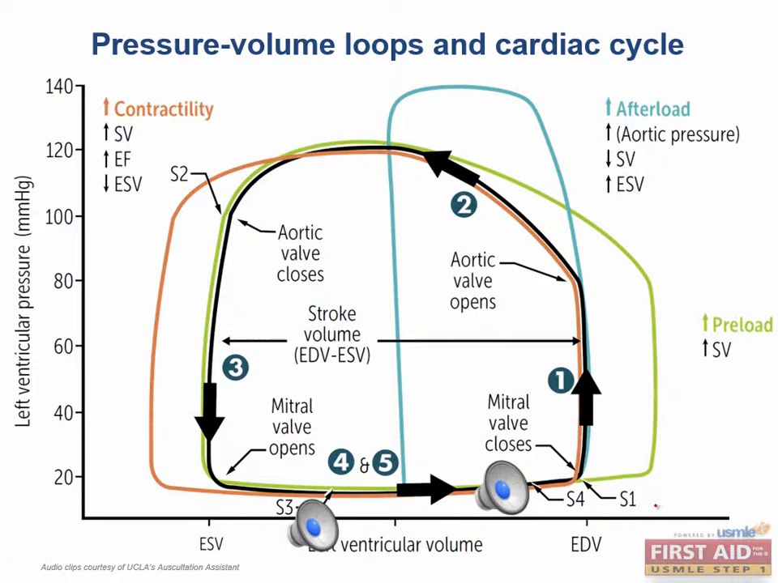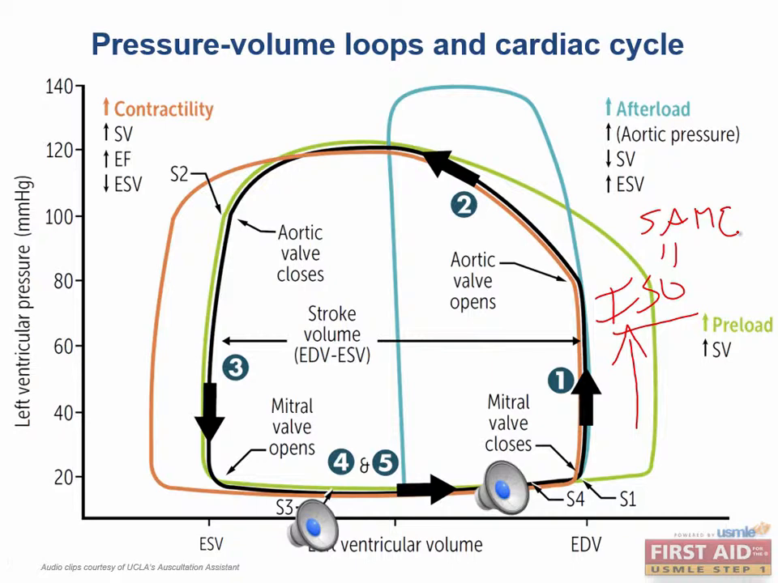So let's keep on going. Next, we start moving vertically in this direction. This is because there's a change in pressure but no change in volume, because both the aortic and the mitral valves are closed. So this phase 1 here represents left ventricular contraction against a closed mitral and closed aortic valve. We call this isovolumetric contraction because iso means same. There is no change in volume. That's because the back door, the mitral valve, and the front door, the aortic valve, are closed.